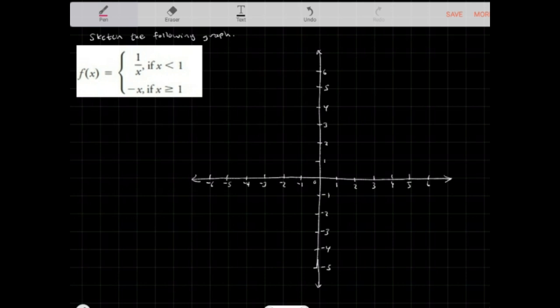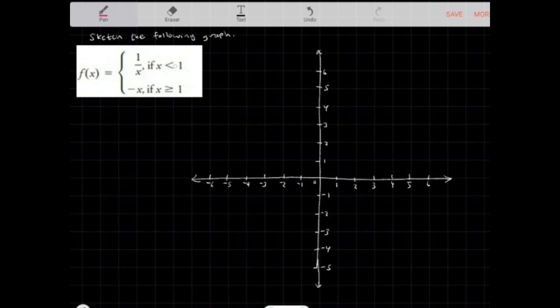Alright, let's sketch the following graph. f of x is equal to 1 over x if x is less than 1, and negative x if x is greater or equal to 1. So this basically is a piecewise function. A piecewise function is a function that contains two or more functions that occur at different intervals, right?